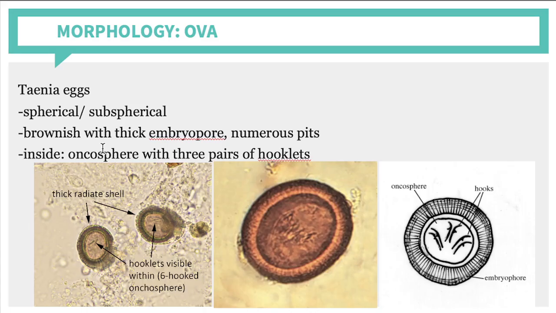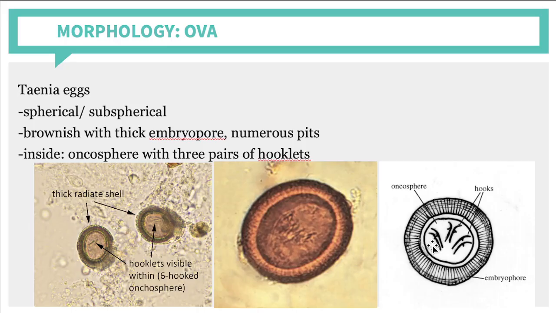Okay, now let's compare the ova of your Taenia eggs. Your Taenia eggs here, as what you can see, are spherical or subspherical. And you will be able to see that this portion now is the oncosphere. This oncosphere is surrounded by a thick embryophore. And then you can see the numerous pits here, plus the presence of the hooks, usually 3 pairs of hooklets. You can appreciate here, 1, 2, 3 pairs of your hooklets or the hooks.